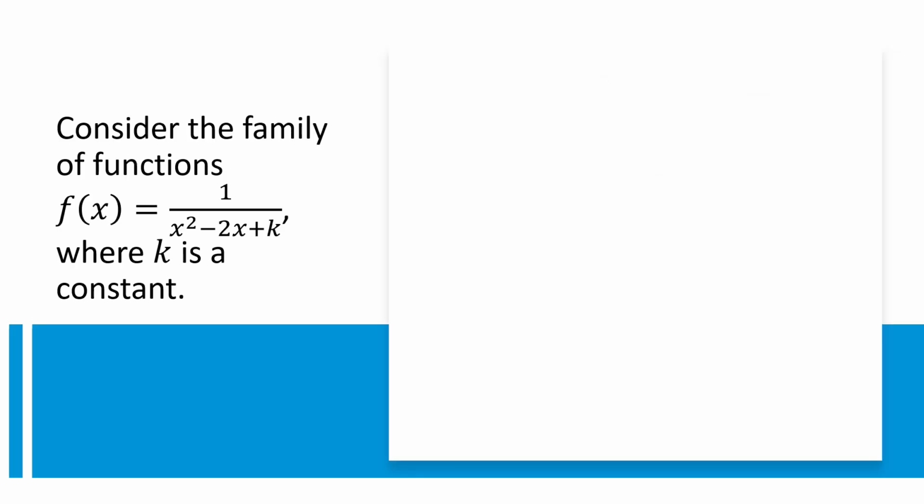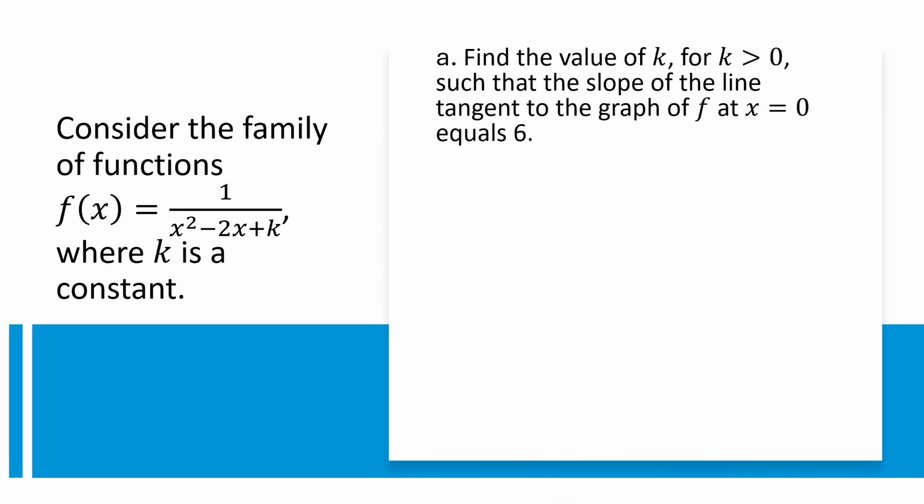The next question says, consider the family of functions. We have f of x equals 1 over x squared minus 2x plus k, and k is a constant. Part A says, find k such that the slope of the line tangent to the graph at x equals 0 equals 6. So again, let me say it again. The slope of the line tangent, so the slope or the derivative at x equals 0, we need that to equal 6.